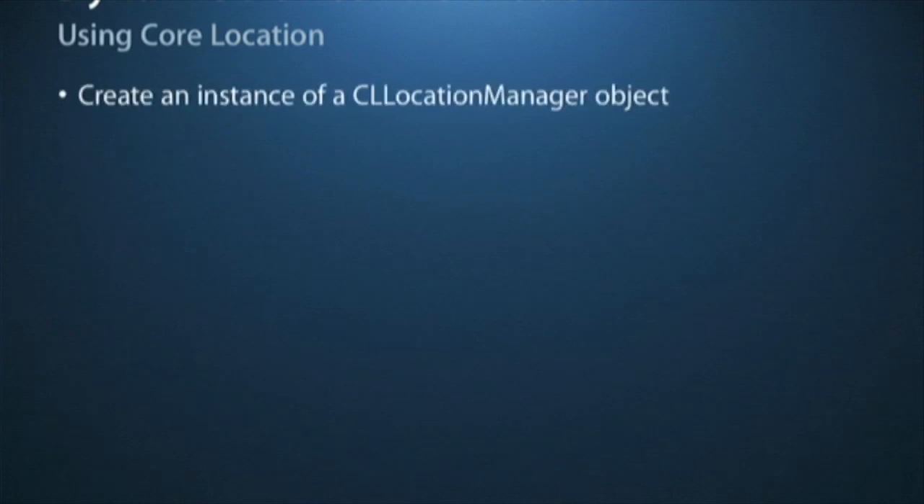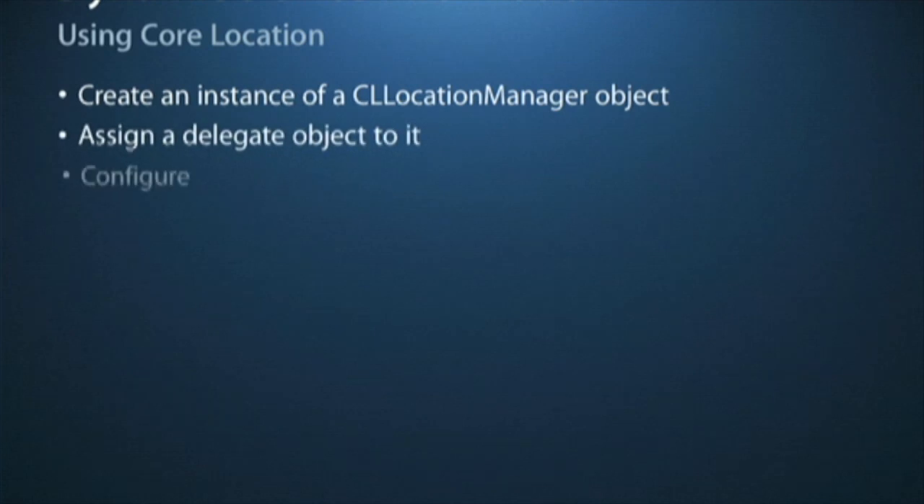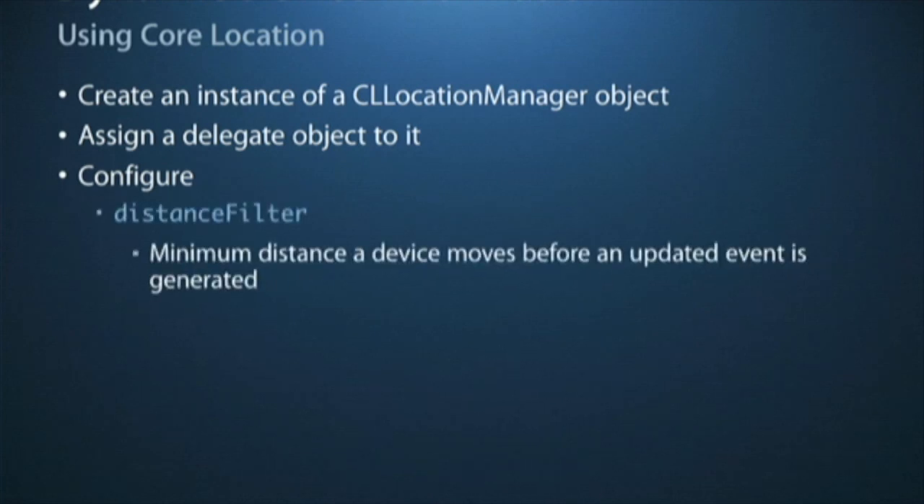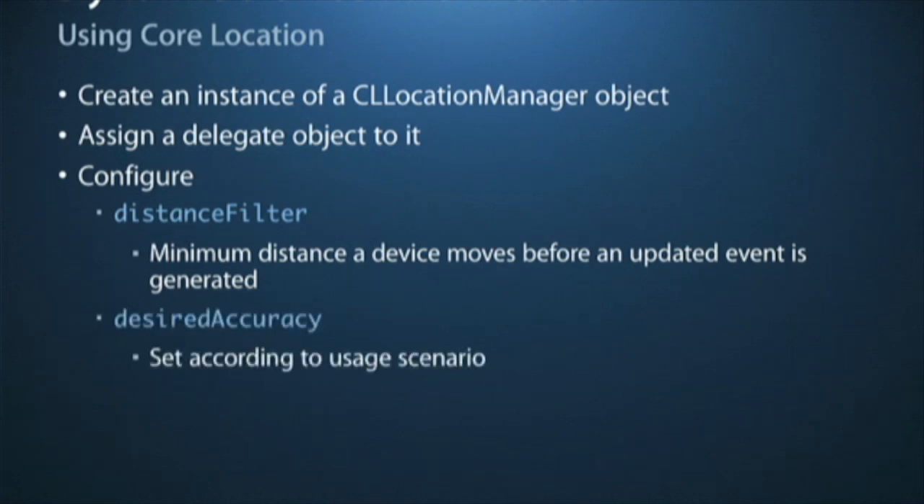So now that you know all of the data that you can obtain using Core Location, let's talk about how to start using it within your code. You can start using Core Location in just a few basic steps. First, create an instance of a CL Location Manager object. Next, assign a delegate to it. After that, set your configurations. You can set a distance filter to determine how much you want to let the device move before receiving another location update, and you can set a desired accuracy.